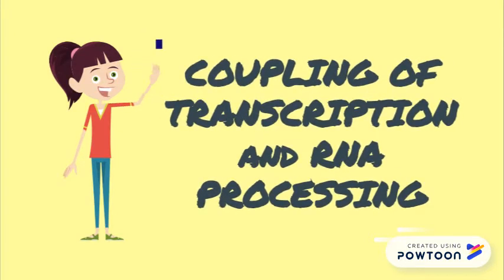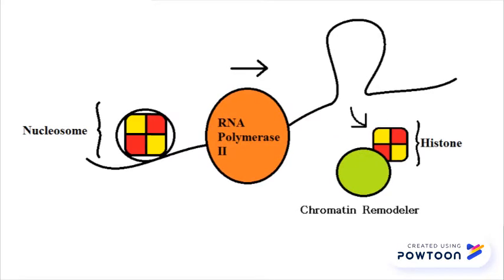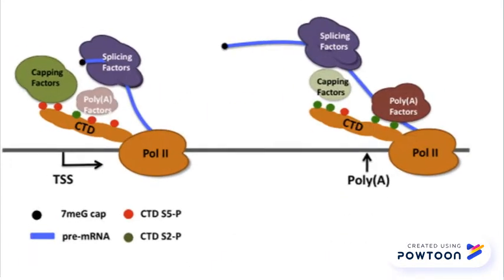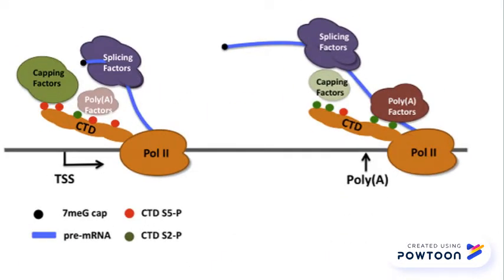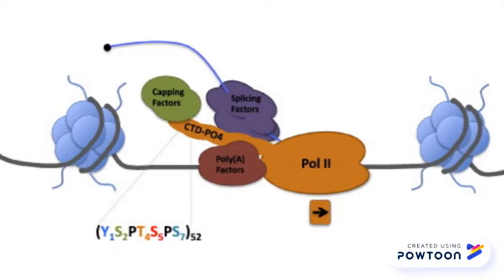Fourth is coupling of transcription and RNA processing. RNA polymerase II supports coupling of transcription and pre-mRNA processing through the CTD, called the carboxyl terminal domain, acting as a landing pad to enhance mRNA maturation. The CTD stimulates capping, splicing, and polyadenylation processes, which has been proven in vitro.